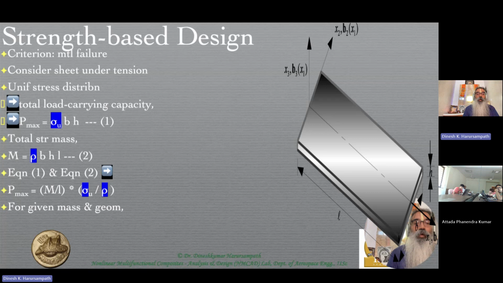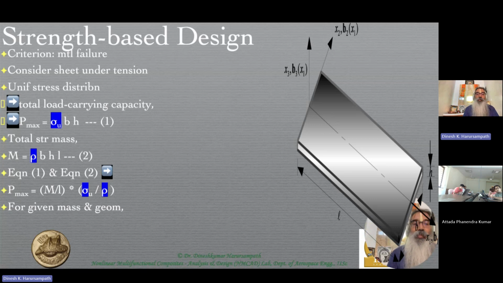Okay, so now we are saying that M and L are fixed, because L is dictated by the semi-span by the aerodynamicist, and M is dictated by the allowance that we are getting as far as the mass for a wing is concerned. Therefore, we can't exceed that. So M and L are fixed.